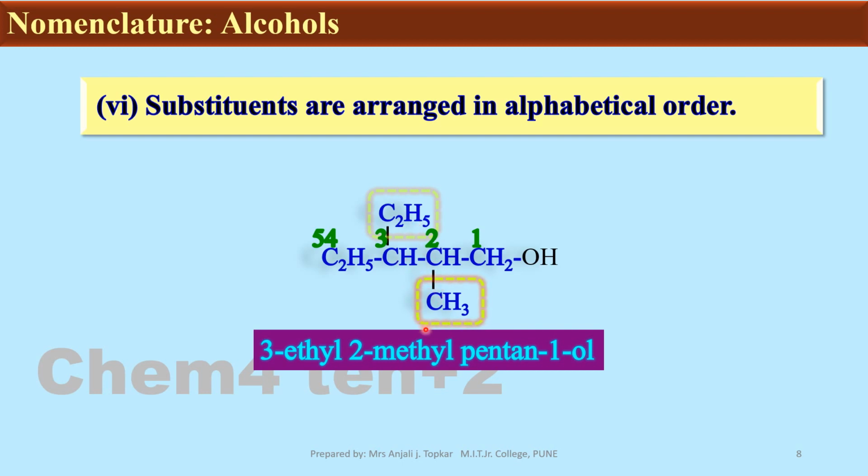One is a methyl group, which is attached at position 2, the second carbon atom, and to the third carbon atom an ethyl group is attached. When we write the names of the substituents, they should be written alphabetically. That's why the name of the alcohol here is 3-ethyl 2-methyl pentan 1-ol. This is how we can write the name of an alcohol.